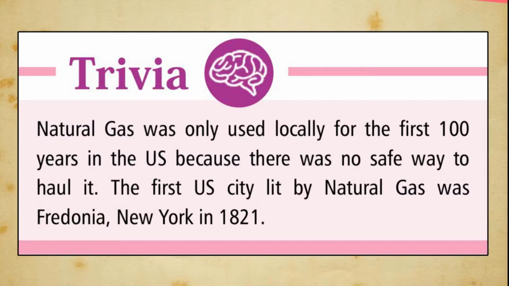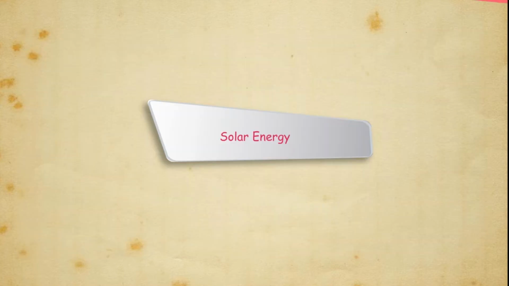Trivia. Natural gas was only used locally for the first 100 years in the US because there was no safe way to haul it. The first US city lit by natural gas was Fredonia, New York in 1821.